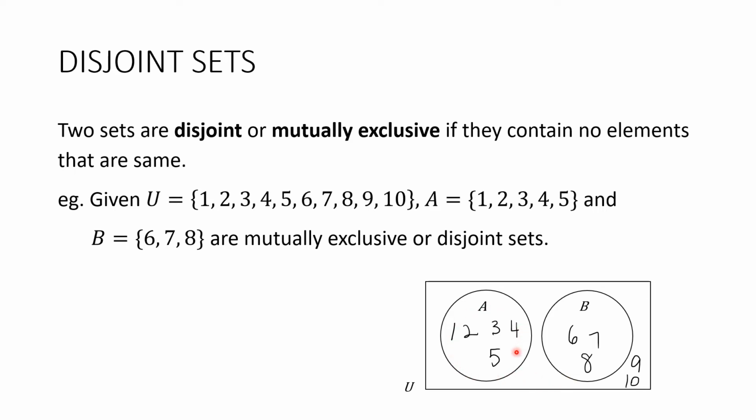Set A contains 1, 2, 3, 4, 5. Set B contains 6, 7, 8. And 9 and 10 are in the universal set, but not in either of these sets. When we look at the union of A and B, it is going to be just all of these elements added together. So 1, 2, 3, 4, 5, 6, 7, 8. We don't have to worry about double ups. And the intersection is the null set. No elements.